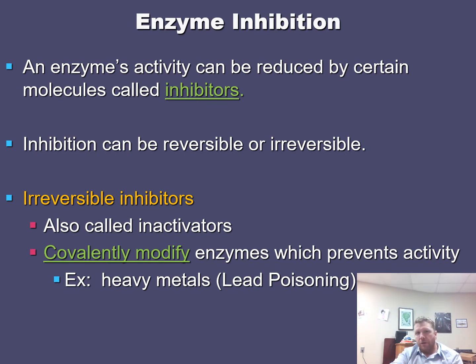And enzymes' activity can be reduced by certain molecules called inhibitors. Now, these inhibitors can be reversible or irreversible. Irreversible inhibitors are also known as inactivators. They covalently modify enzymes. Therefore, the enzyme is basically not functional. It's irreversible. It can no longer carry out its reaction.